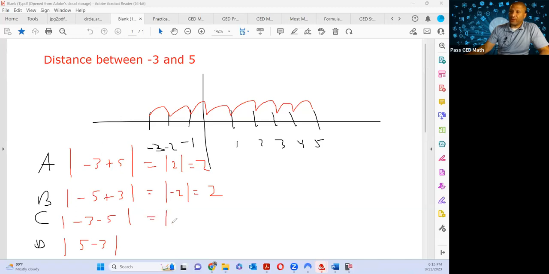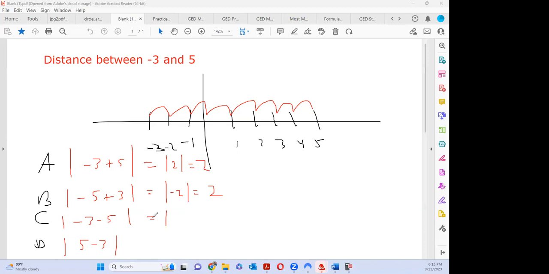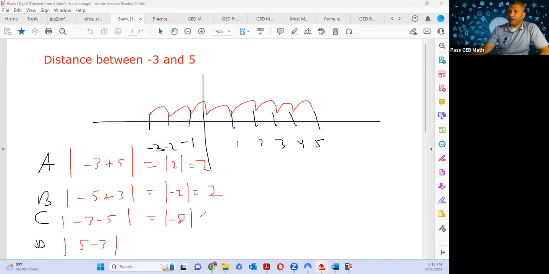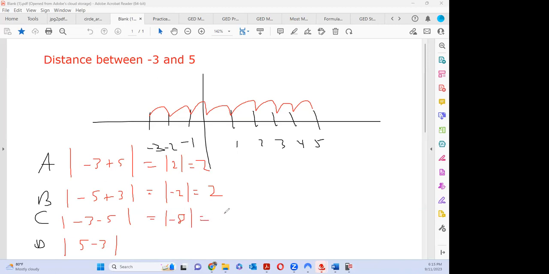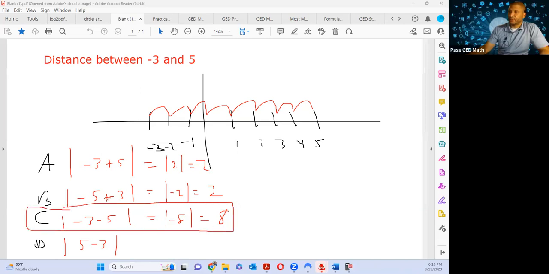What's minus 3 minus 5? Minus 3 minus 5 is negative 8. What's the absolute value of negative 8? 8. Ding, ding, ding. Got our answer. So we counted. We knew the answer was 8.